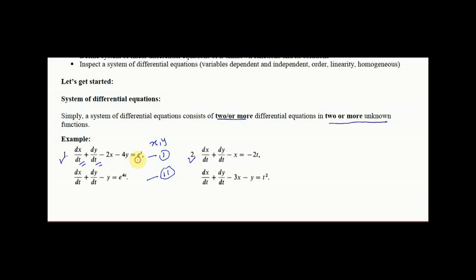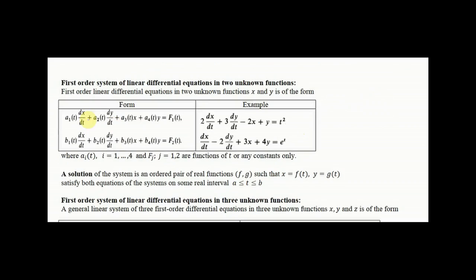On the right side of each equation, there is a function of t, and this form of equation is a non-homogeneous form. As we can see, the coefficient of the highest order derivative of the equations is 1, and this system is in normal form. And similarly, the system of equation 2, a first order system of linear differential equations in two unknown functions.